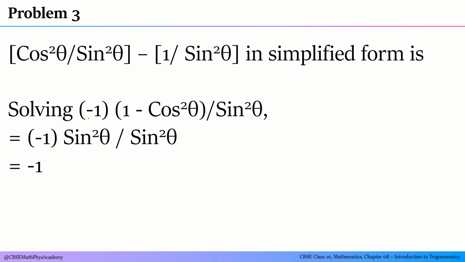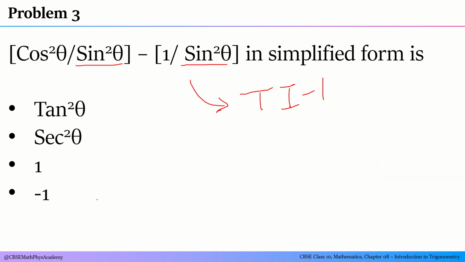As per trigonometric identity 1, 1 minus cos square theta is sine square theta. Substituting and cancelling both, your answer is minus 1, which is option D.